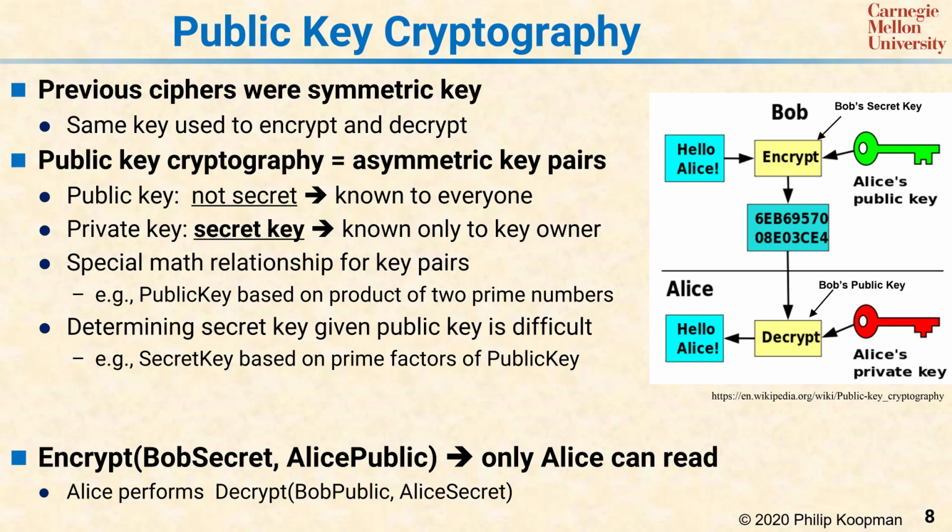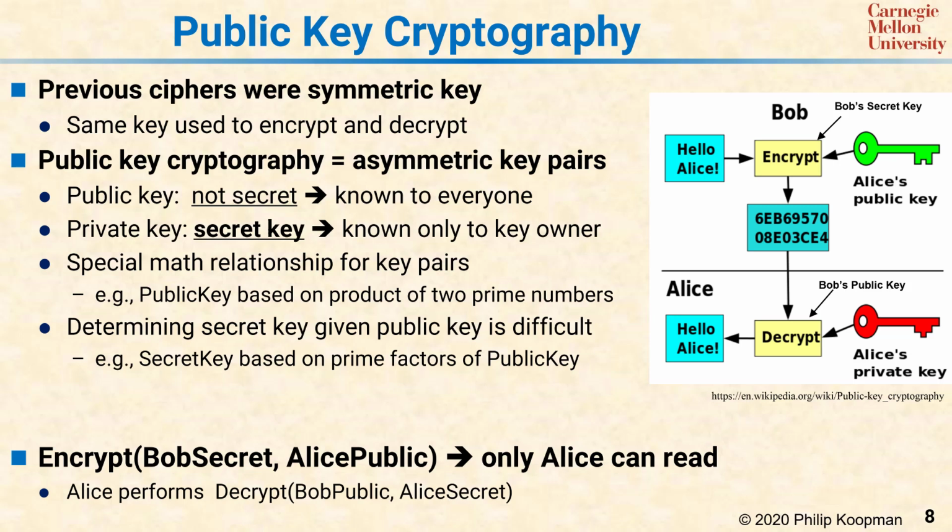Maybe the message is "hello Alice" in the picture and Bob encrypts it using Bob's secret key and Alice's public key. So Bob has a prime factor that only he knows, and he uses that as well as Alice's public key, which is a product of two prime factors only she knows. The encrypted message is sent over a public visible channel. Alice then uses Bob's public key, which is a product of two prime numbers, and her own private key, which is a factor of her public key, to decrypt the message.